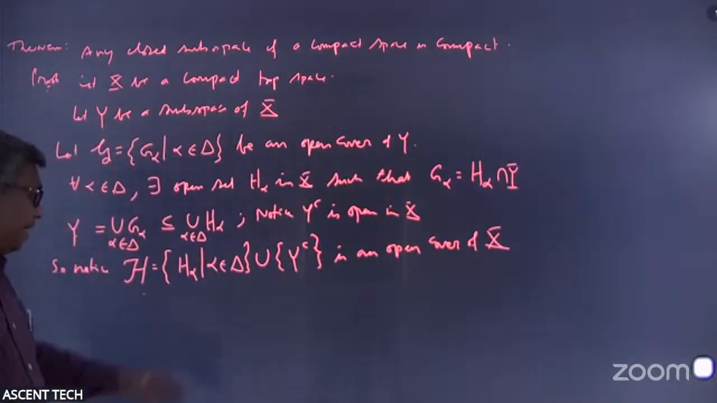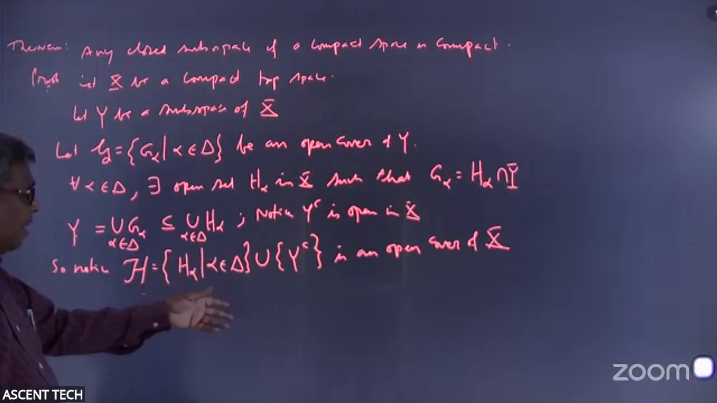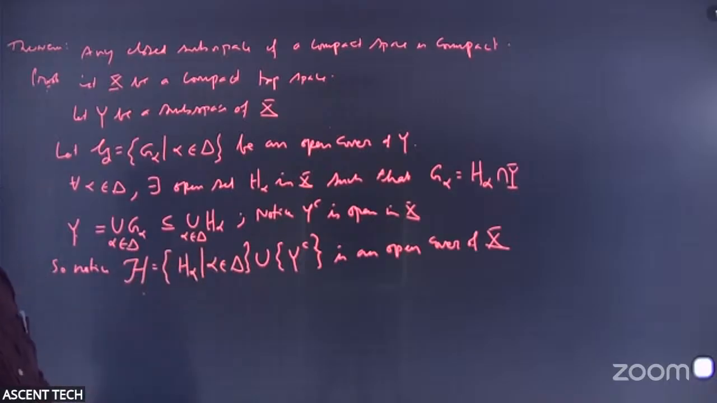And X being compact, this open cover admits a finite subcover. That finite subcover will be some H alpha 1, H alpha 2, H alpha n, maybe Y complement also. It may be there, but even without that, I may be able to cover.